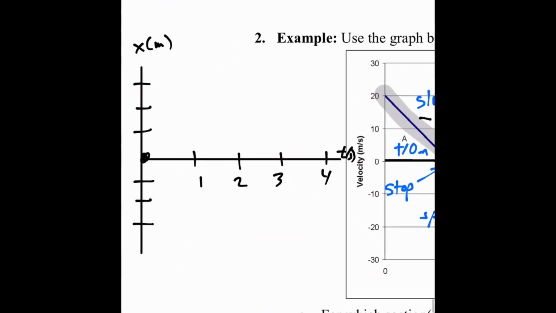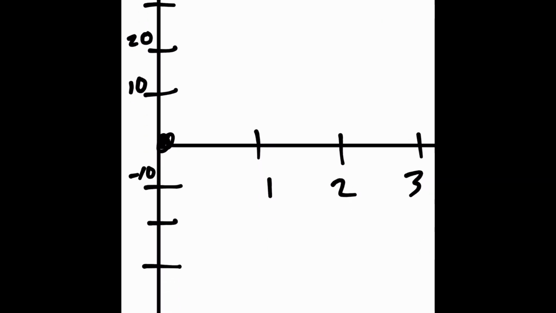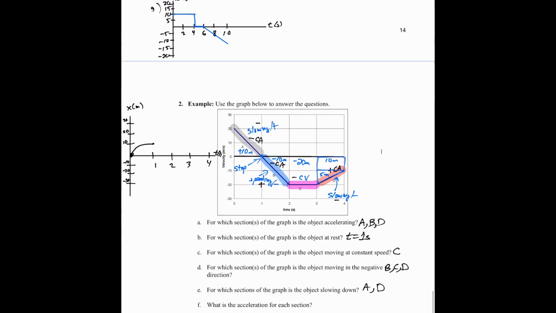So we're going to make a dot at 10 meters. So this is 10, this is going to be 20, this is going to be 30, this is negative 10, negative 20, negative 30. I'm going to make a dot at 10, but I need to go steep to flat to get there. So there's the first part of the graph.